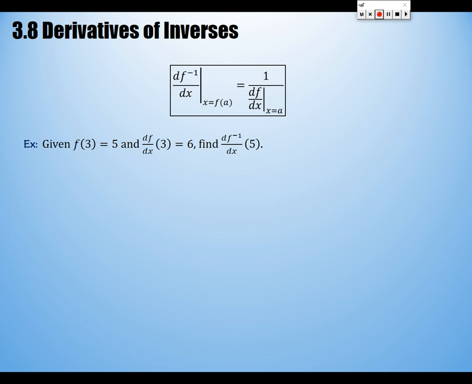So let's try this here. For example, I don't even give you enough information. I don't have a function. I just have the necessary information. So the question is: find the derivative of the inverse at 5. You've got some curve we're calling f inverse, and we're wondering at the x value 5 what the slope would be there, given these two pieces of information.